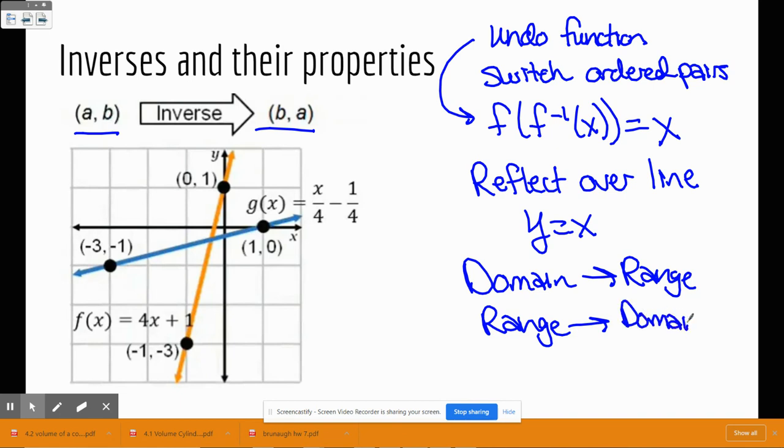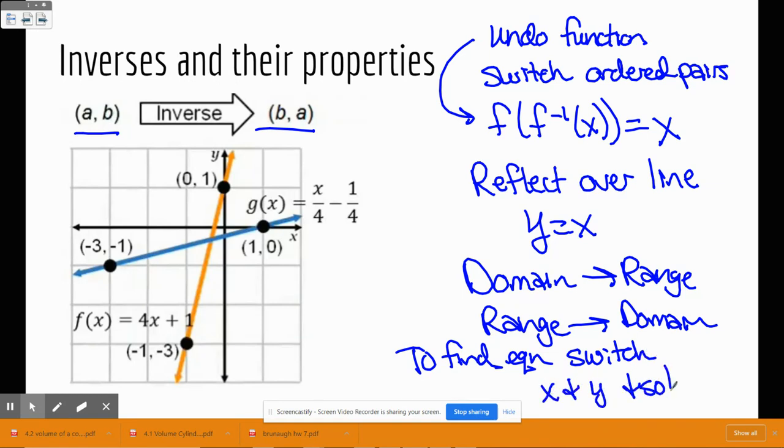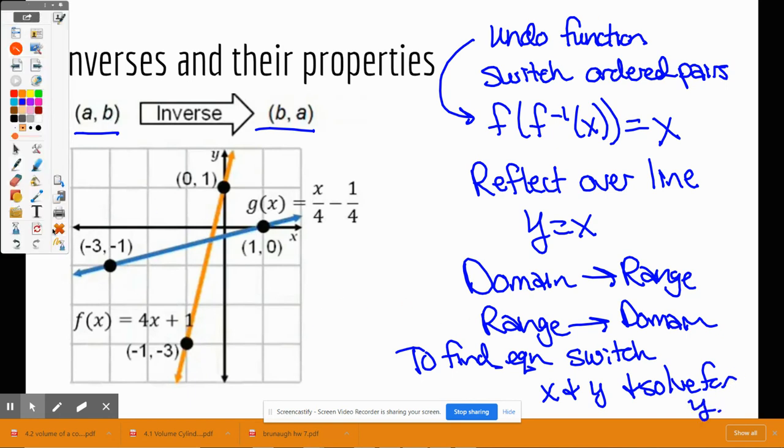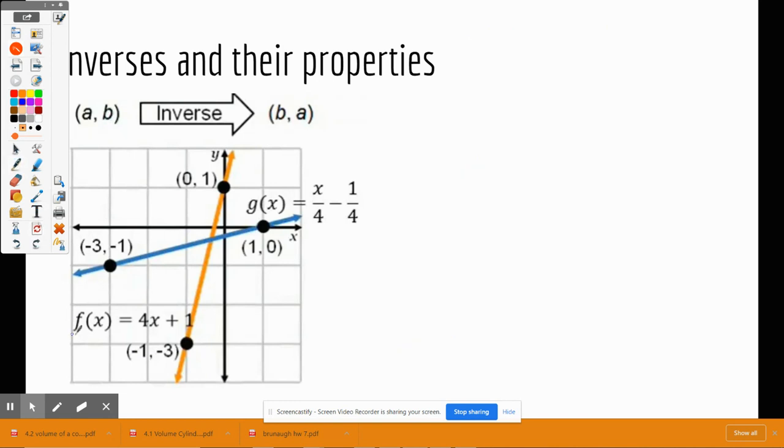And we were able to find the equations. We could switch the x and y and solve for y. And that would be how you could find the equation. So they did a nice little example for you right here. We'll look at f of x here. f of x is 4x plus 1.